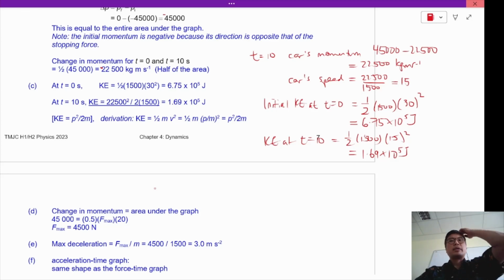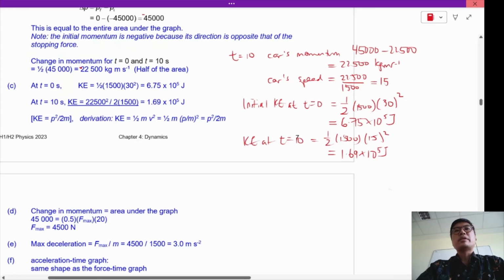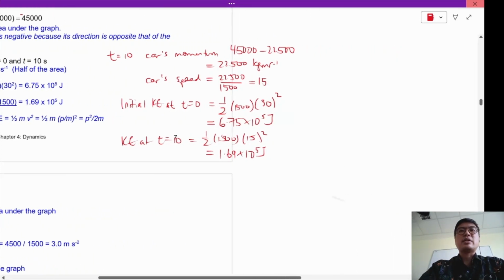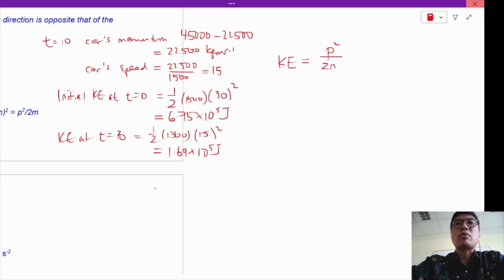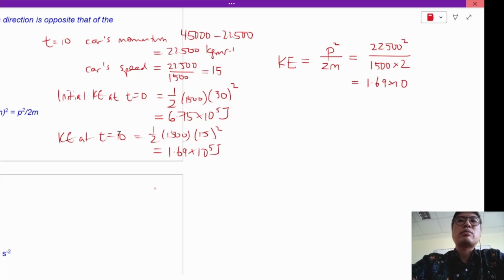Okay, all right. So that is the simple method to do it. However, there is a cheat code. The cheat code is an easy way of calculating kinetic energy. Kinetic energy is the momentum squared divided by twice the mass. So an easy way to calculate it is 22,500 squared divided by 1,500 times 2. And that will also give you the same value as before.